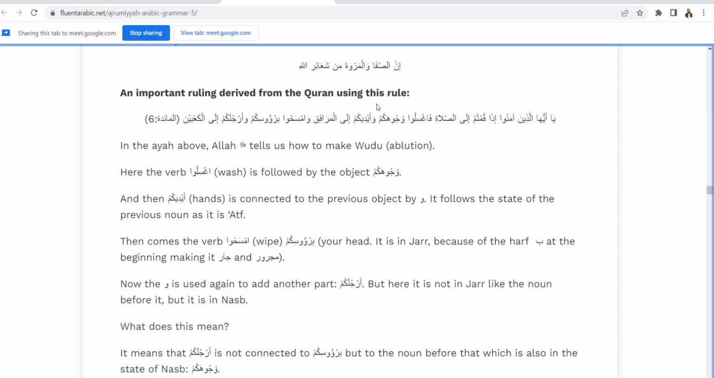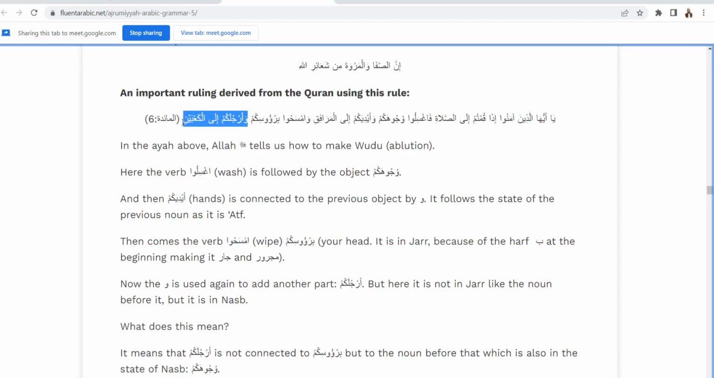And then this ayat, يا أيها الذين آمنوا إذا قمتم إلى الصلاة. If you stand up for salah, فاغسلوا وجوهكم, cleanse your faces, أيديكم, your hands, إلى المرافق until the elbows, وامسحوا, and then wipe over, برؤوسكم, over your heads, وأرجلكم إلى الكعبين. Now the thing is that وأرجلكم, this is where we learn عطف.